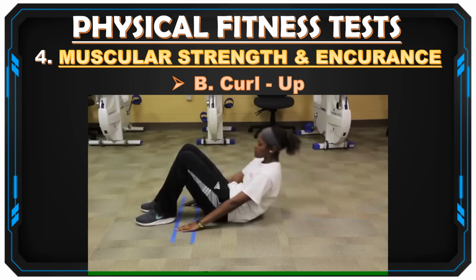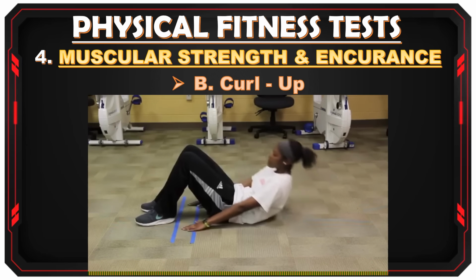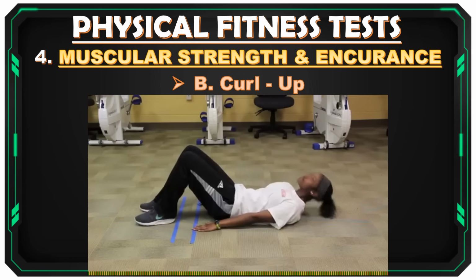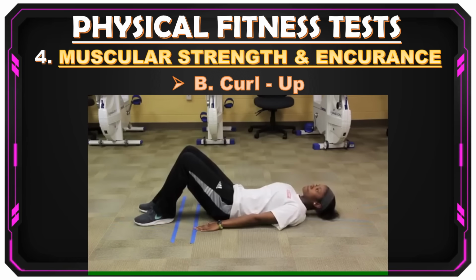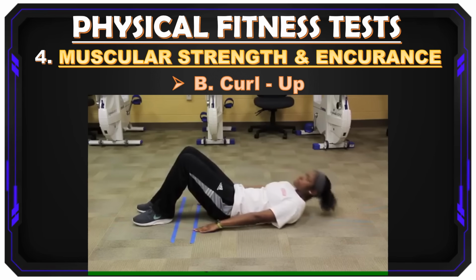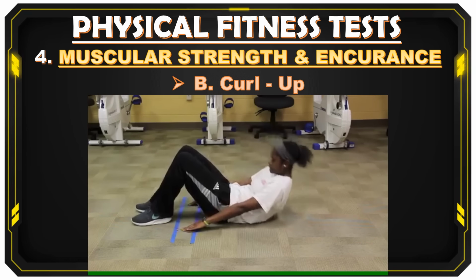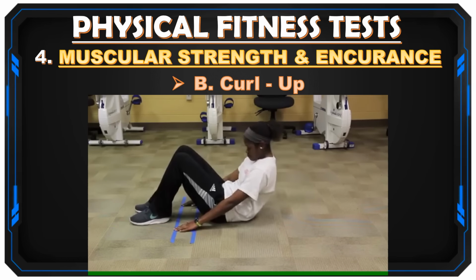Now set the metronome to 50 beats per minute. Signal the start of the assessment with the word go and start the timer for 1 minute. Flex the spine so the fingertips reach the second strip, then return to the starting position. Their shoulders should touch the ground. They do not need to touch their head to the ground.